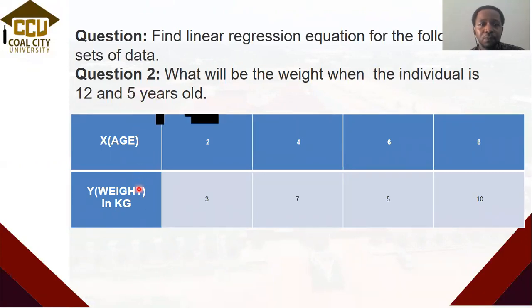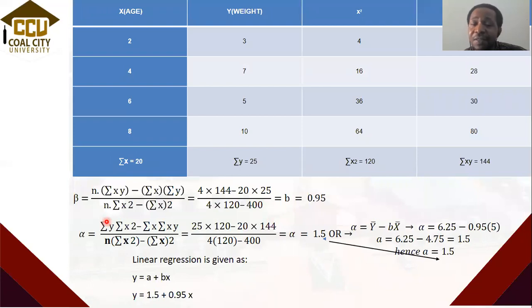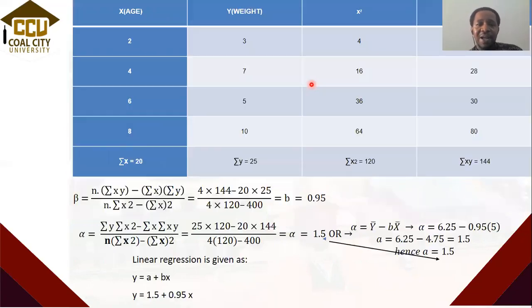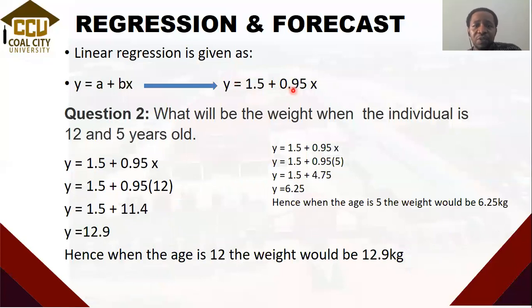Are we following? It's also quite simple. Since you've gotten your linear equation, y is equal to 1.5 + 0.95x, what is our x in this case? The x is age. You've been given the age of the child as 12 and 5, and you're asked to predict the weight. So you simply substitute your x, which is the age of the child, into this equation.